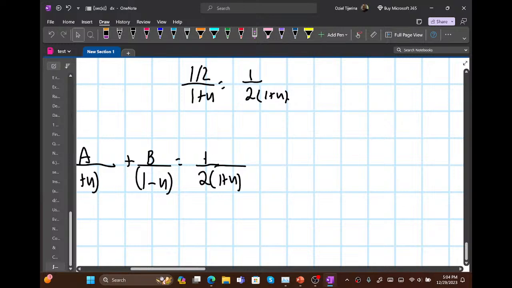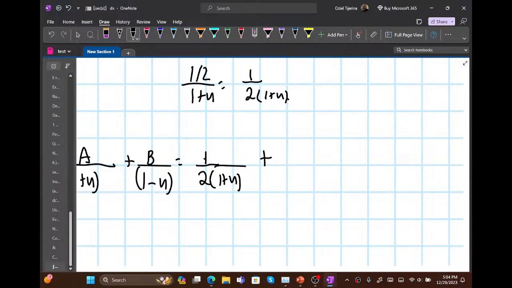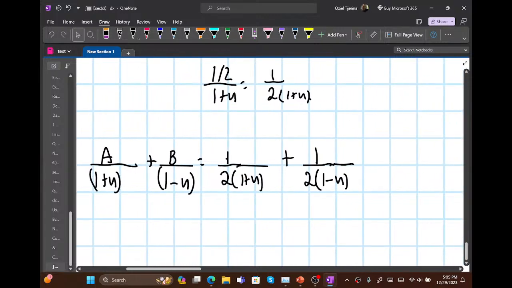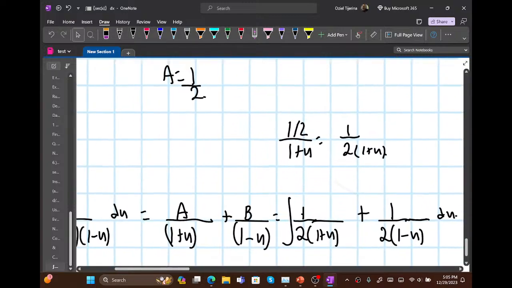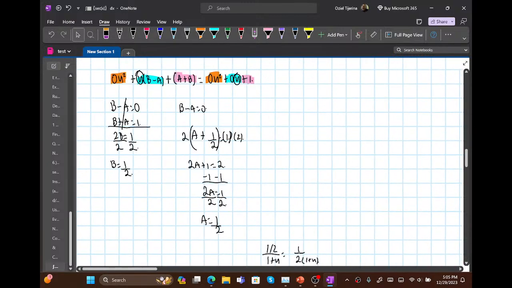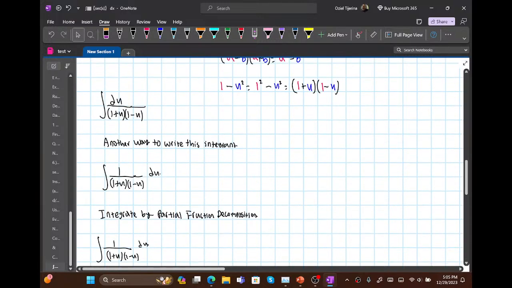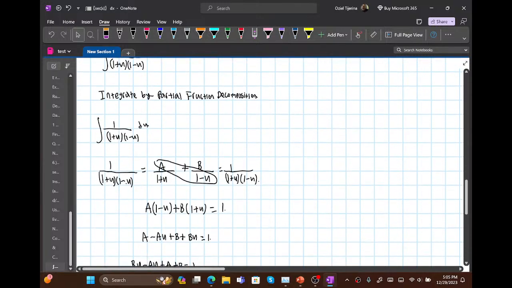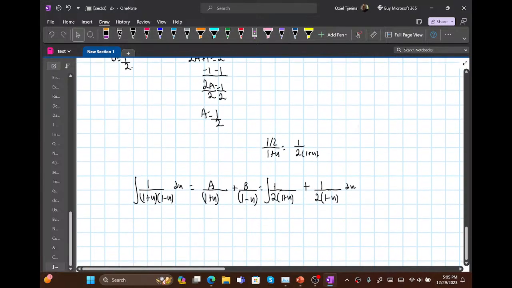Okay. So plus 1/2 times 1 minus u. And so we know that this is our entire integral with respect to u. I think, right? Yeah.